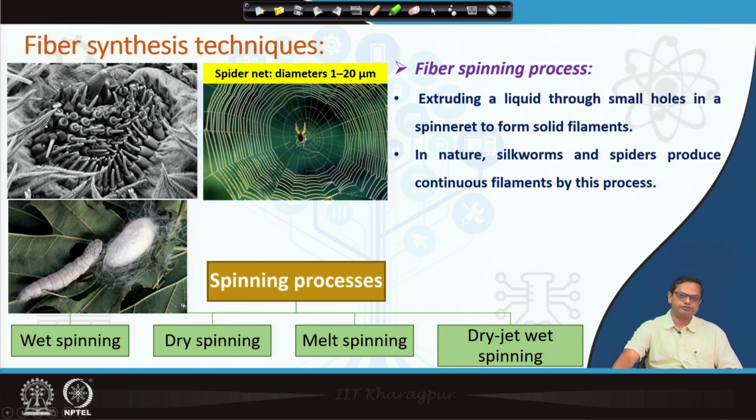We have different kinds of spinning techniques like wet spinning, dry spinning, melt spinning, dry jet wet spinning methods. And most of the fibers get synthesized by these four techniques only, or this spinning process only. The first one mentioned here is wet spinning, so let us discuss wet spinning.